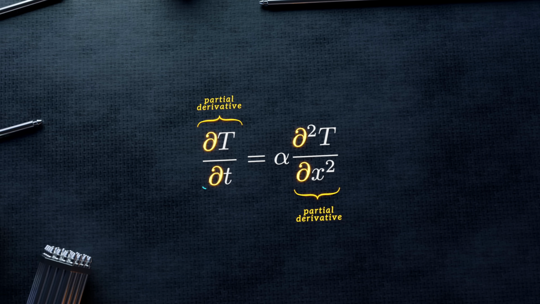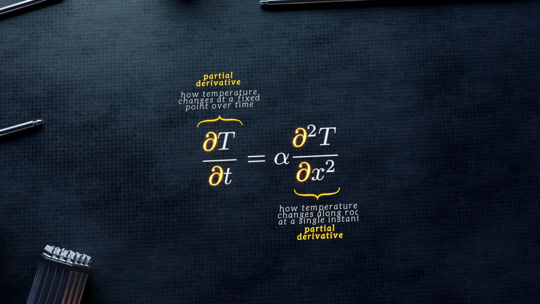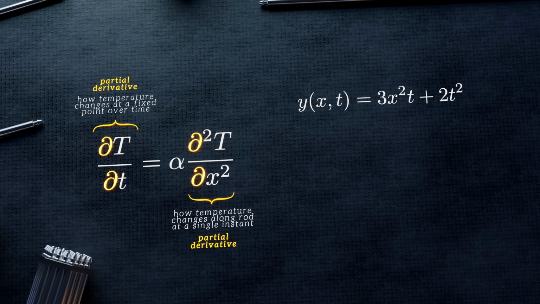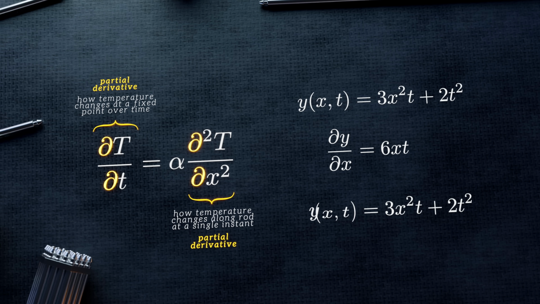The partial derivative of temperature with respect to time describes how the temperature at any fixed point on the rod changes with time. And the partial derivative with respect to position describes how temperature varies along the length of the rod at a single instant in time. Take a simple function that depends on variables x and t. To take the partial derivative with respect to x, we differentiate by considering t to be a constant. And to take the partial derivative with respect to t, we consider x to be a constant.